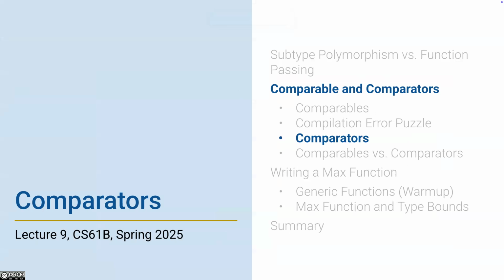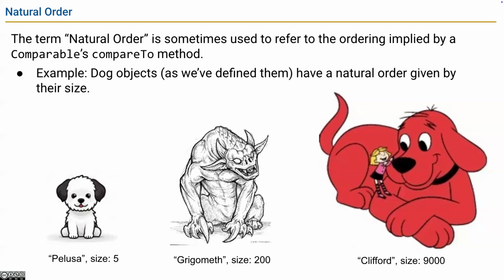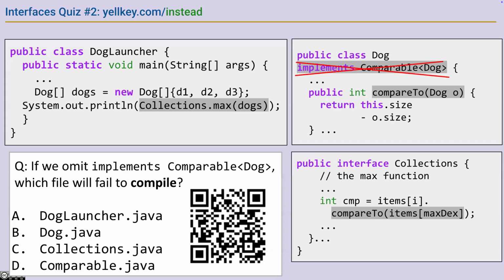All right. Let's talk about comparators. So the term natural order is sometimes used to refer to the ordering implied by your compareTo method. By the way, there will be a discussion worksheet question similar to this problem, so you get more practice with it. This is a tricky thing in this class.